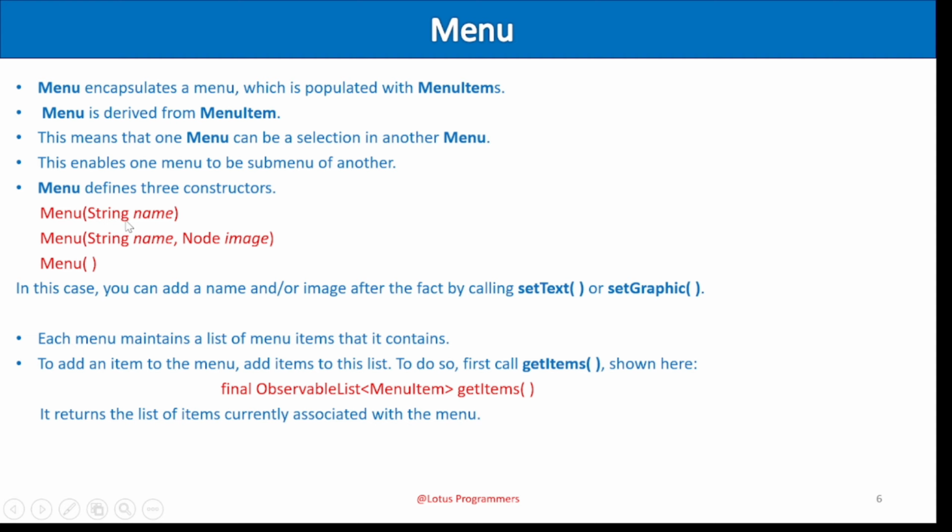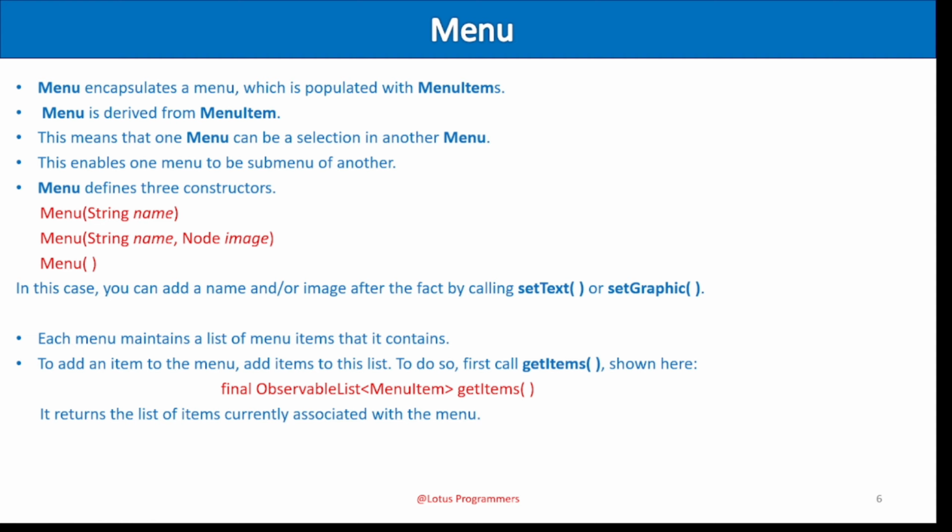Suppose if you go for creating a menu with only a name, this constructor is used. That means Menu with a string name, just to specify the name only. In order to add the menu with only a name, the one-argument string constructor is called. Suppose if we go for adding a name and image, the two-argument constructor is used. Suppose just for creating an empty menu, we will call the Menu without argument constructor.